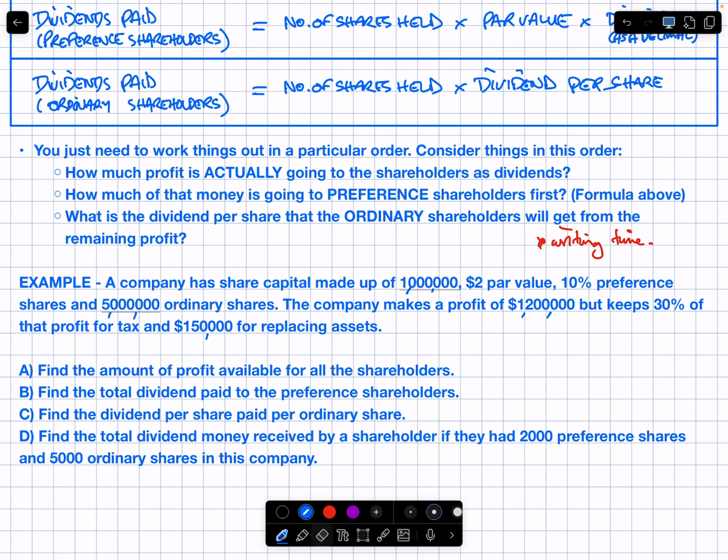A company has share capital. It's made up of 1 million $2 par value preference shares. That's important information. It's made up of 5 million ordinary shares. They've made a profit of 1.2 million here. They're hanging on to 30% of that. And they're also hanging on to 150 grand for replacing assets.